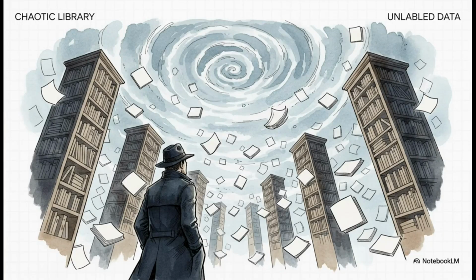So let's set the scene. Imagine a gigantic library where none of the books have titles or covers, and they're all just thrown in a massive pile. That's basically our digital world. We are creating an absolutely staggering amount of information every single second. But most of it is completely raw, totally unlabeled. It's a sea of data without a map.